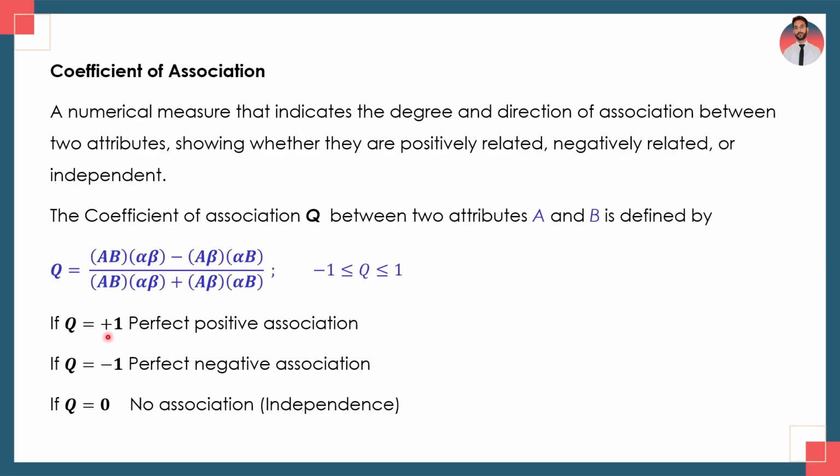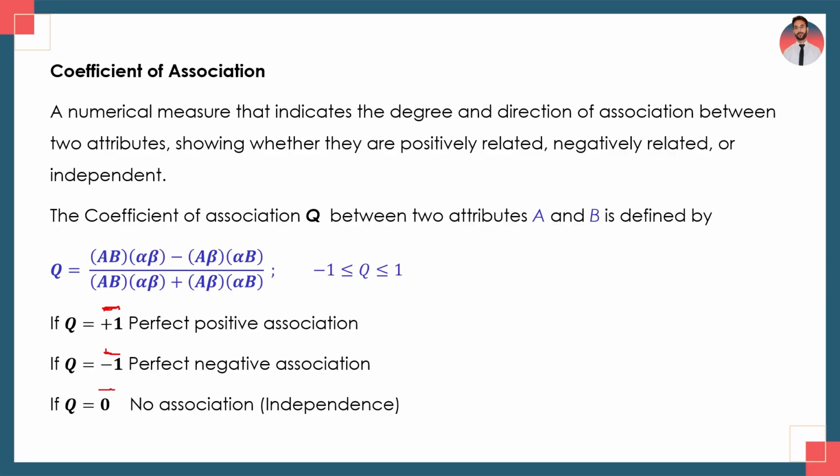इफ Q इक्वल टू +1, अगर आपकी Q की वैल्यू जो है एग्जैक्ट +1 जो है इसको आप फाइंड करते हैं तो आपके पास इट मीन्स दैट परफेक्ट पॉजिटिव एसोसिएशन बिटवीन टू एट्रीब्यूट्स. और अगर Q की वैल्यू जो है वो नेगेटिव जनरेट होती है तो इट मीन्स दैट कि आपके पास दोनों एट्रीब्यूट्स के दरमियान में परफेक्ट नेगेटिव एसोसिएशन होगी. और इफ Q इक्वल टू 0 इट मीन्स दैट देयर इज नो एसोसिएशन, so both attributes are independent. That is the definition of coefficient of association.